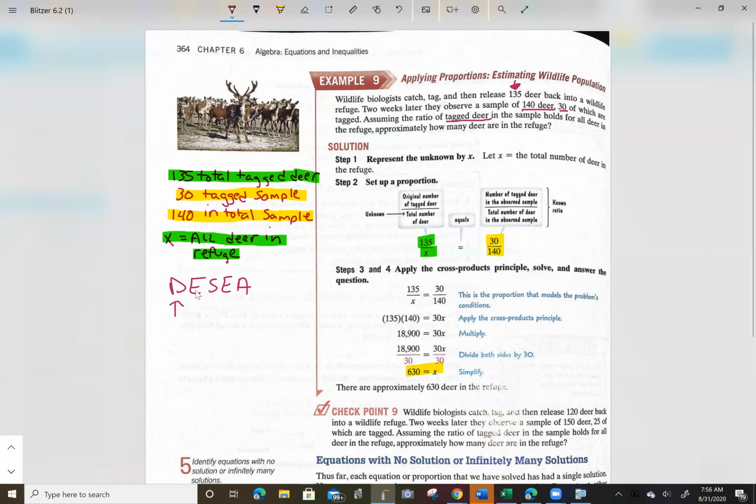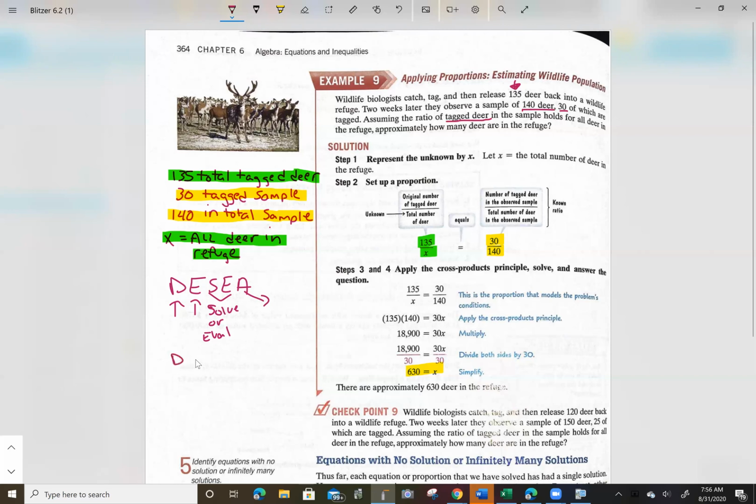Define your variable, write your equation, solve or evaluate, and then answer in complete sentences. Okay, so define your variable.